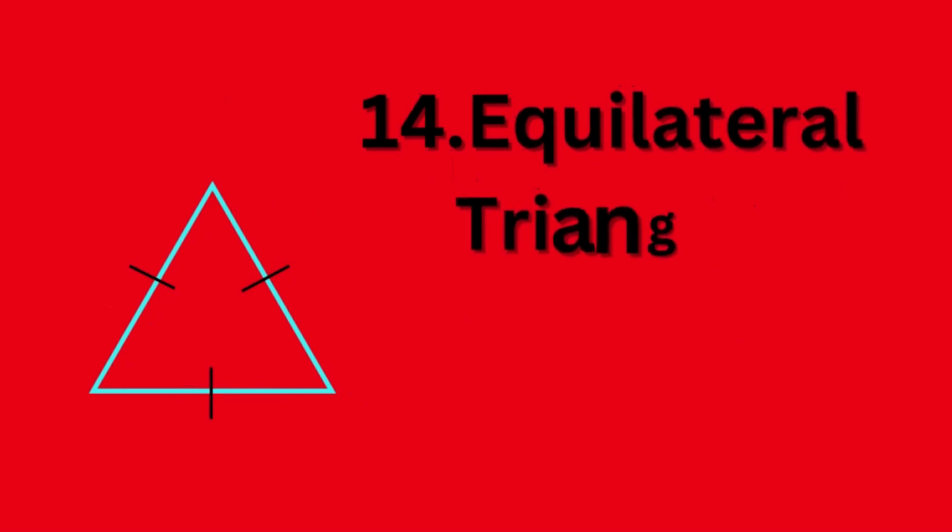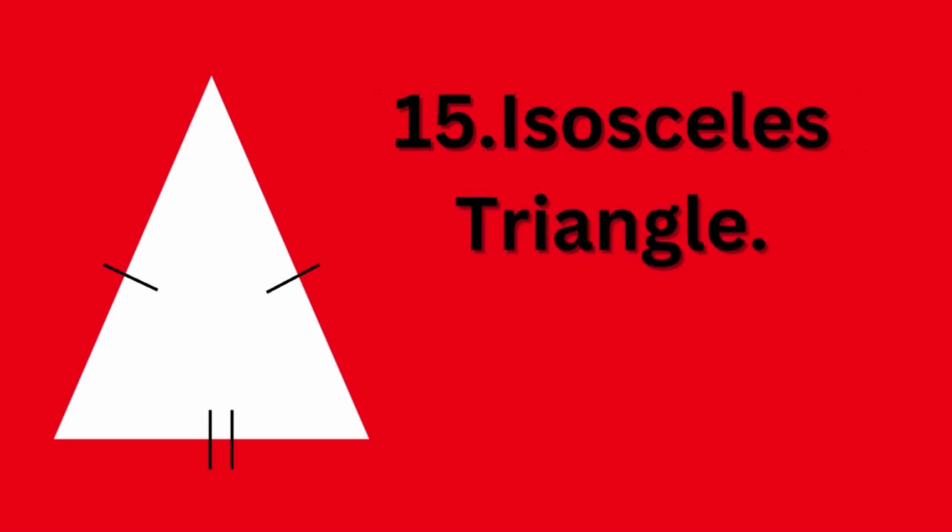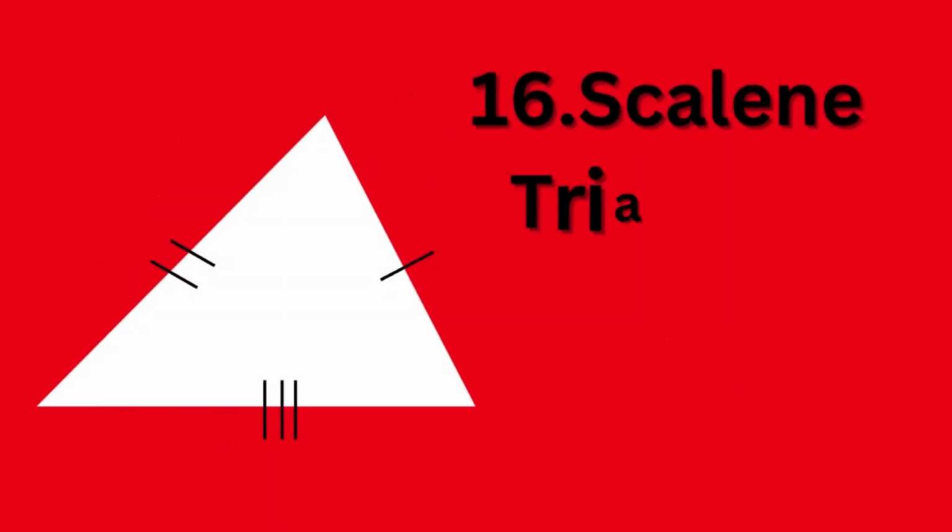Equilateral triangle, a triangle with three equal sides. Isosceles triangle, a triangle that is having two equal sides. Scalene triangle, a triangle that is having sides of different lengths.